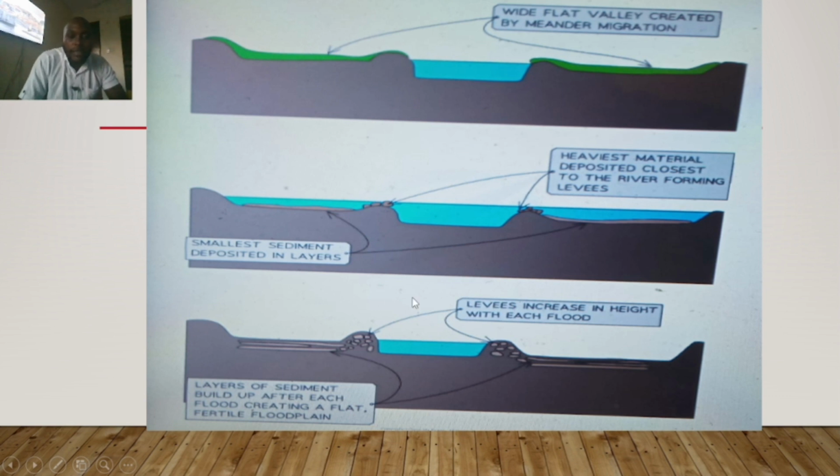All right, but the small sediments will be deposited a bit farther. So that will form a floodplain, of course, you know that. And then we have those embankments which you call levees. So that's all about levees.